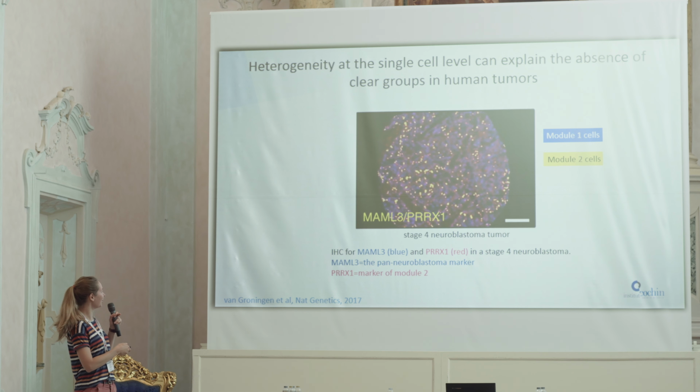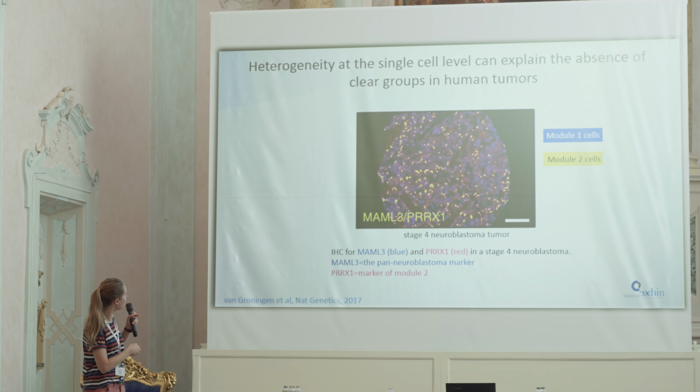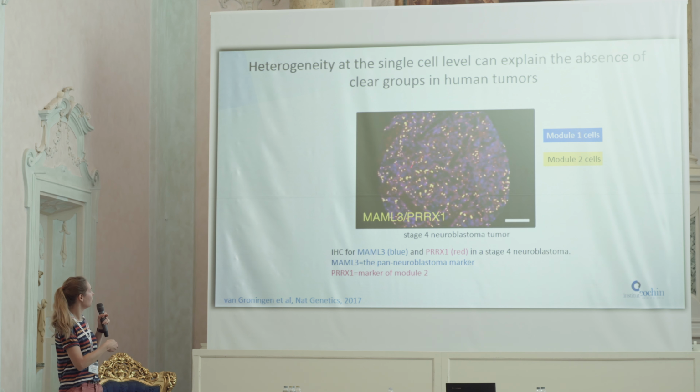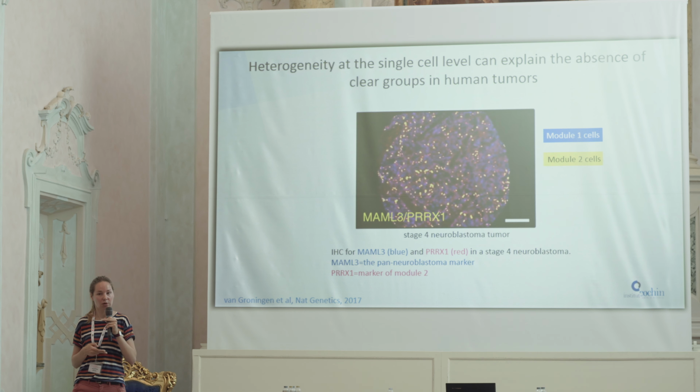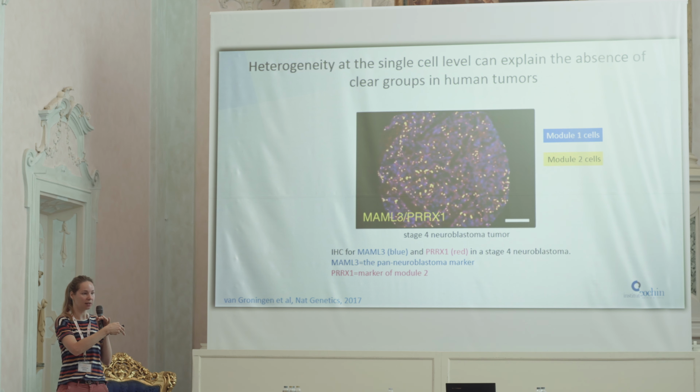Our competitors showed it on tumors, and for this we applied imaging techniques. Here you see a piece of tumor where all neuroblastoma cells are shown in blue, and neuroblastoma cells expressing PRX1, which is a part of module 2, are shown in yellow. So module 2 cells are yellow, module 1 cells are blue, and you see that you have both of them in the same tumor. Moreover, you don't see a cluster of yellow cells or blue cells. It's all like a salt and pepper pattern.